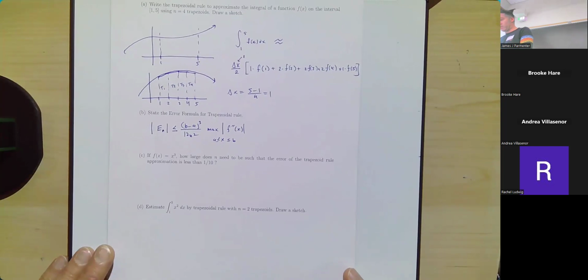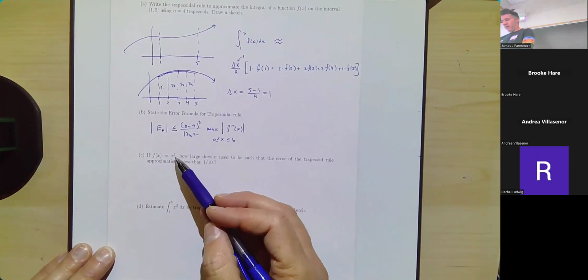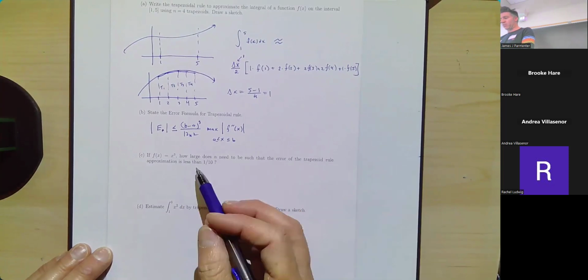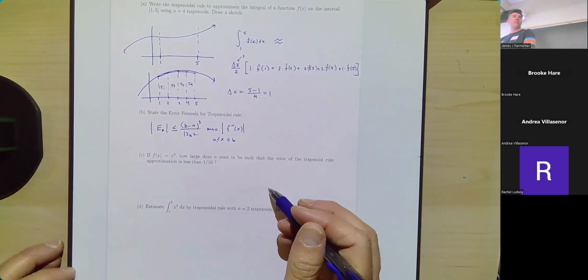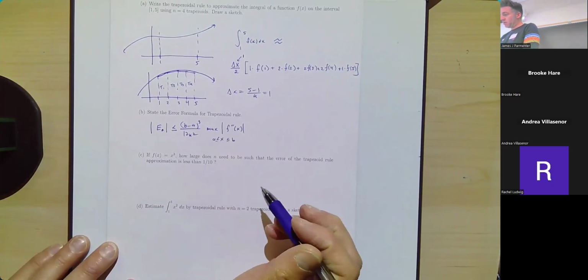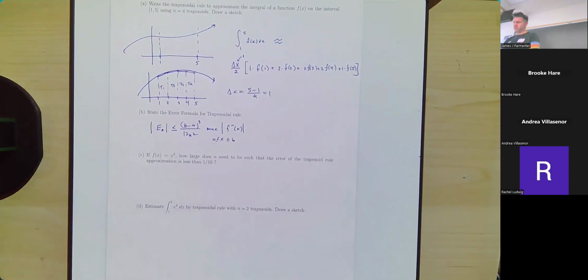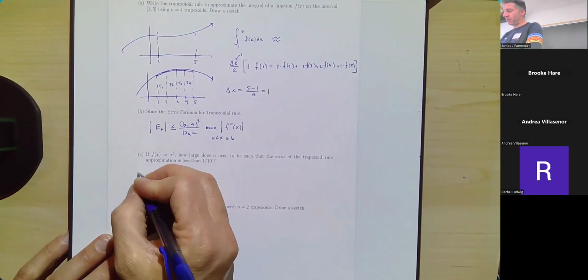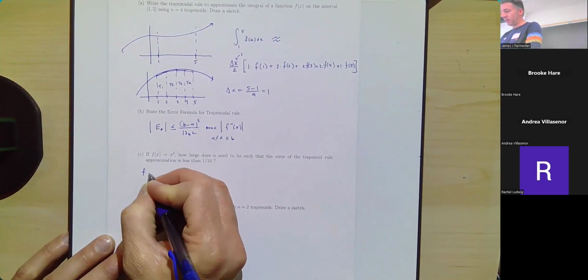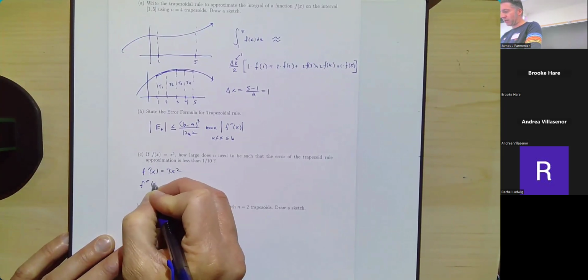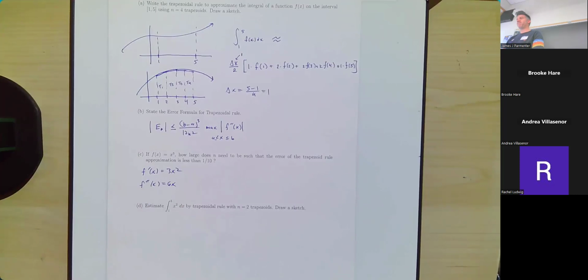Okay, so now for the questions that are a little bit more interesting. f of x equals x cubed. How large does n need to be so that the error of the trapezoid rule approximation is less than 1/10? Cool. So let's deal with the f double prime part first. Let's find f double prime, but then I'm curious about something. So f prime of x is 3x squared. f double prime of x is 6x.